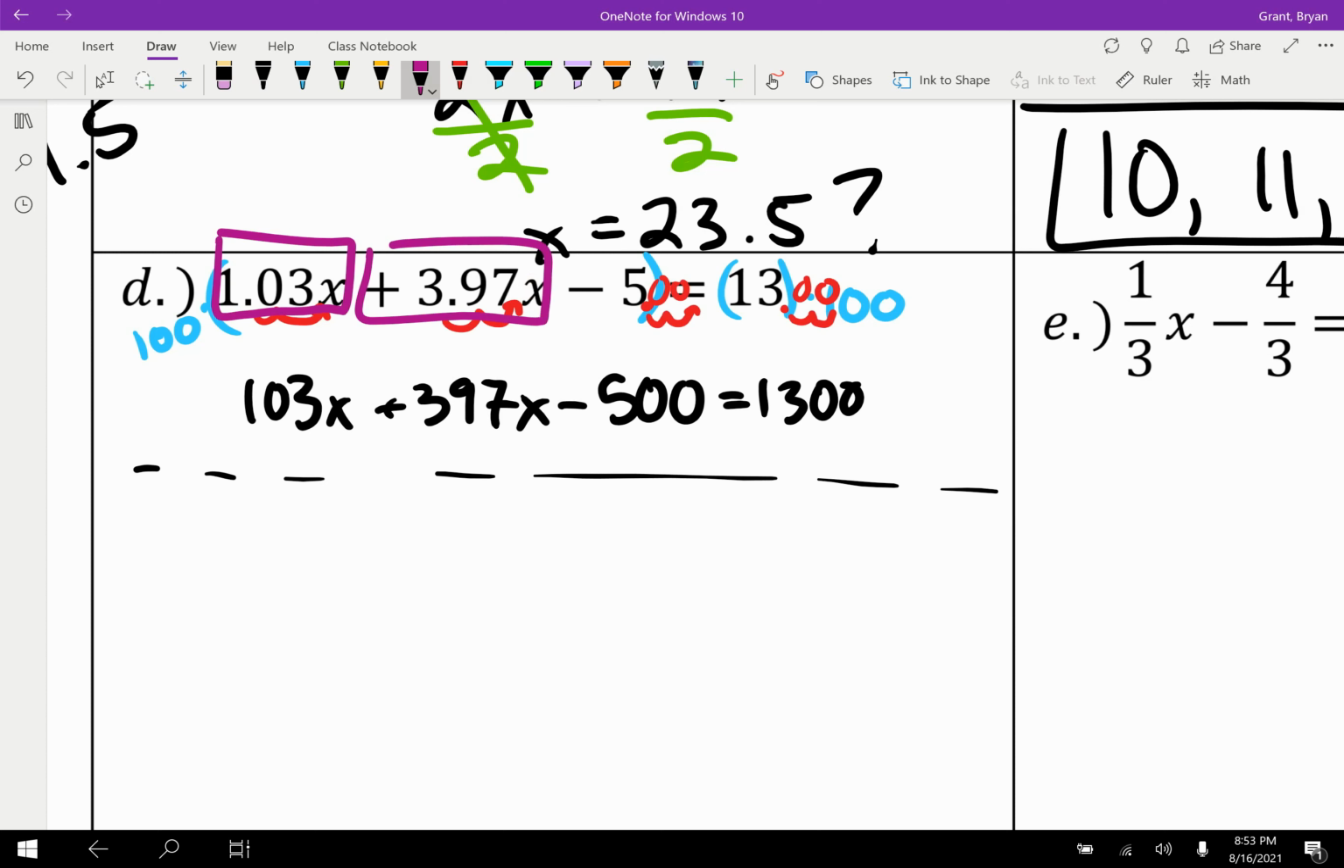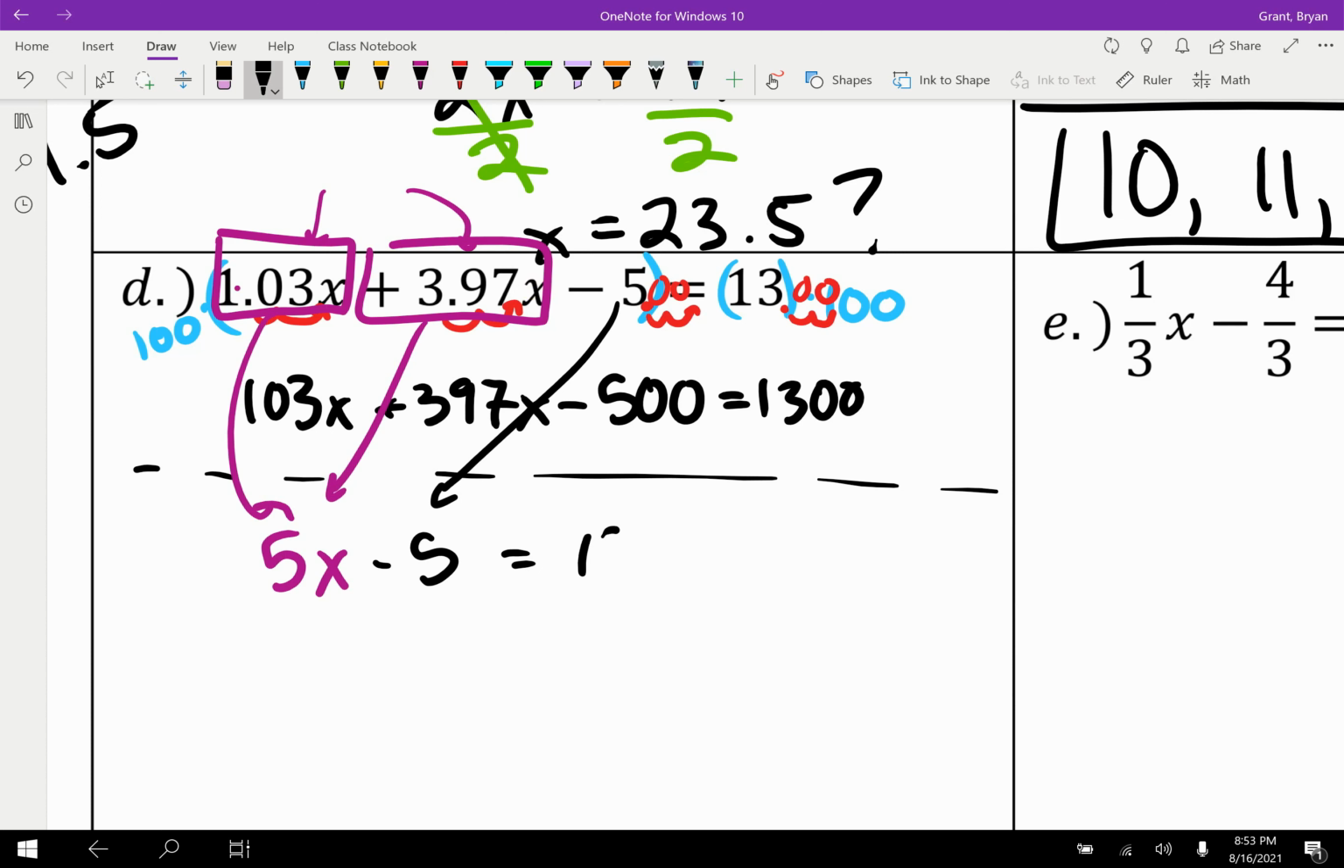1.03x plus 3.97x. 0.03, 3 cents and 97 cents. Isn't that $1? 1 and 3 makes 4, plus the other dollar that's here. I think combining those like terms is just going to give me 5x. And then the rest tags along.